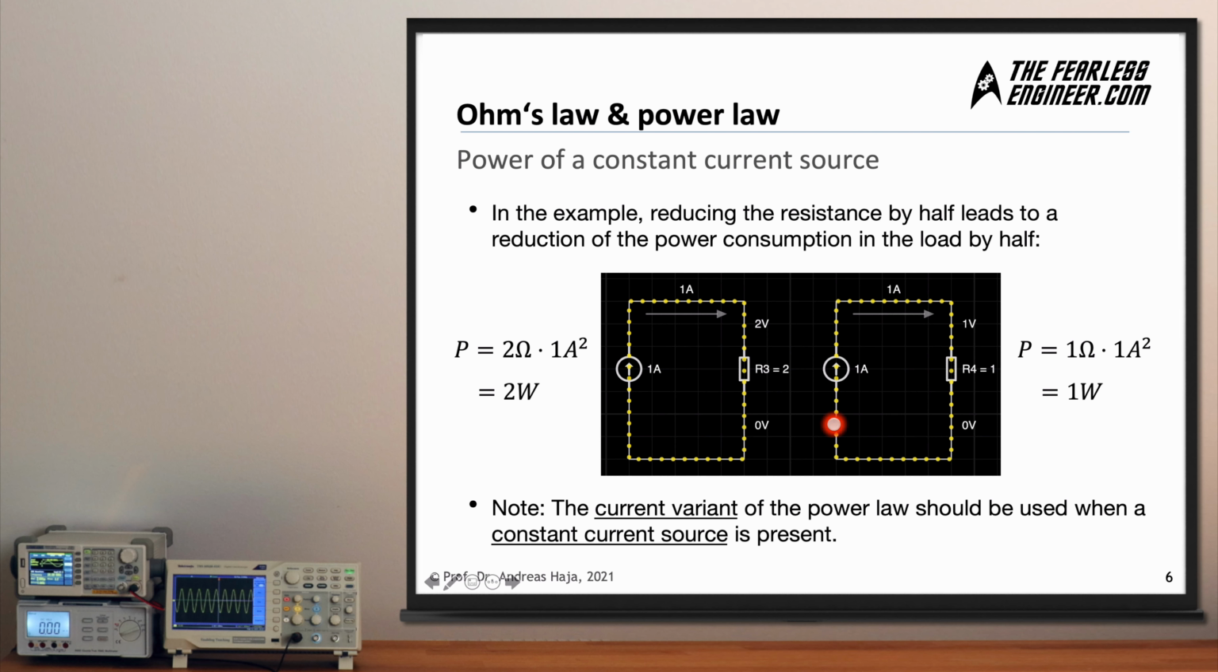And this is a situation when you have a current source where you should use this combination of Ohm's law and power law, where you eliminate the voltage, because you cannot assume the voltage to be constant in this setup here, but you can assume that the current is going to stay constant. So as opposed to the previous slide where we had a voltage source and used the combination of Ohm's law and power law and let the voltage be constant, now we can assume that the current is going to be constant, which is why we eliminate the voltage. So you always eliminate the variable which is not constant in your particular setup.